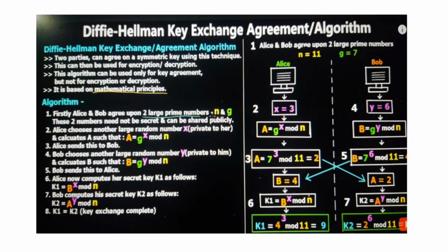In the second step, Alice chooses another large number x, which is private to her, and calculates a new number A, such that the formula is A equals g raised to x mod n.